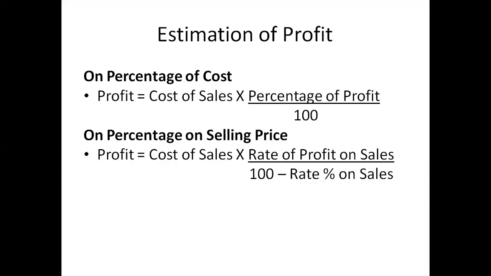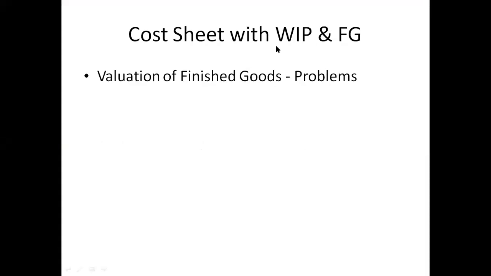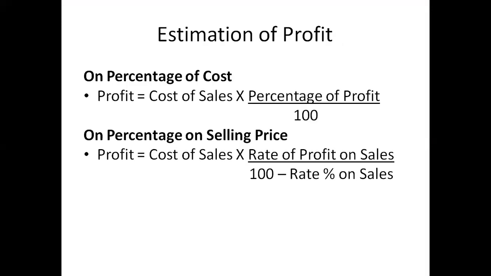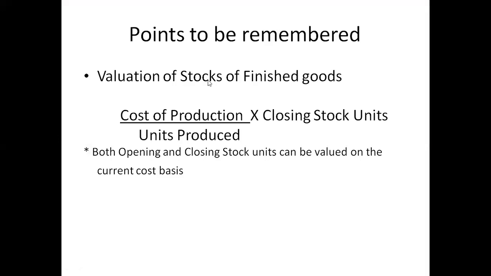Okay, now we can move on to the cost sheet with work in progress and finished product. How to value finished goods? எப்படி value பண்ணணும்? If the finished goods amount is not given and only the number of units is given, then how to calculate? So this is the formula, the valuation of stock of finished goods. You can remember this one: cost of production divided by units sold into closing stock units. So with this formula you can apply it.